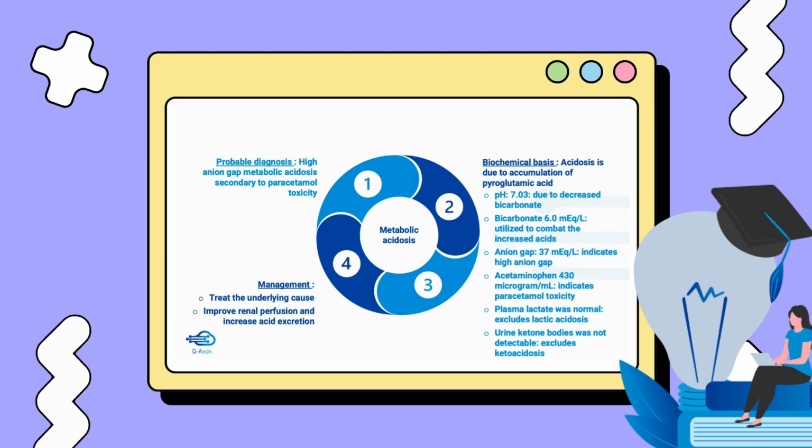The goals of the treatment are to treat mainly the underlying cause or disorder, then improve the renal perfusion and increase acid secretion. As I mentioned, pH less than 7.2 or 7.1 is an emergency due to the risk of abnormal heart rhythms and may warrant treatment with IV bicarbonate. So this concludes the case of metabolic acidosis. In this particular case, it is due to the toxicity of the overdose of paracetamol.